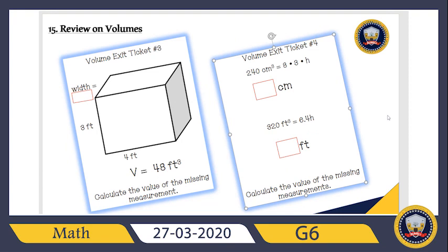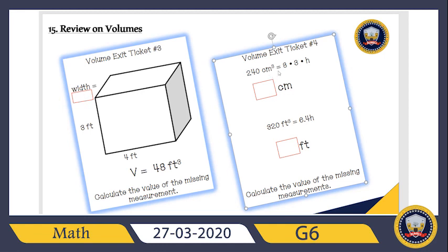The third ticket, here I have a rectangular prism. Why is it rectangular? Because its base is rectangular. It has the shape of a rectangle. The same base, from the bottom, is repeated on the top, that we can see here. I know that the volume of this rectangular prism is 48 feet cubed. I know its length, that is 4 feet. I know the height, which is 3 feet. And I'm looking for the width. What is the width? I need to find the width.